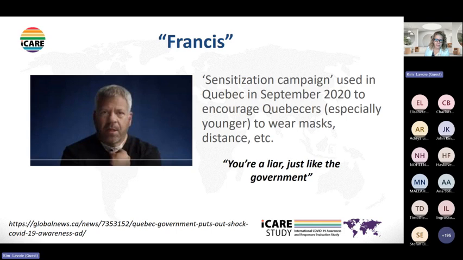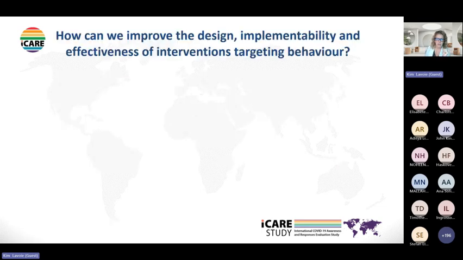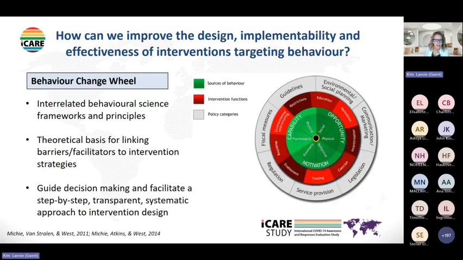You saw things in the media like "you're a liar," just like the government. And this was actually directed towards Francis, who showed a great deal of courage in sharing his story to try to encourage and persuade Quebecers to adopt the measures. And so this campaign completely backfired. I feel so sorry for this man, who's actually a real patient. And so this just is a concrete example in real life of a way in which these kinds of campaigns can go terribly wrong. So what can we do? It's not all doom and gloom. How can we improve the design, implementation, and effectiveness of interventions targeting behavior?